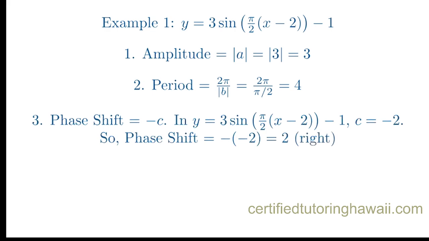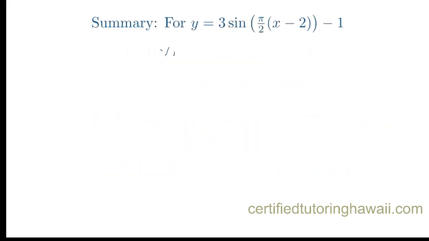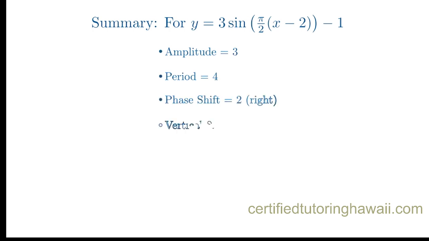Finally, the vertical shift. The vertical shift is given by d. Here, d is minus 1. So the graph is shifted down 1 unit, and its midline is y equals minus 1. To recap, for the function y equals 3 sine of the quantity pi over 2 times x minus pi, all minus 1, we have an amplitude of 3, a period of 4, a phase shift of 2 units to the right, and a vertical shift of 1 unit down, with a midline at y equals minus 1.